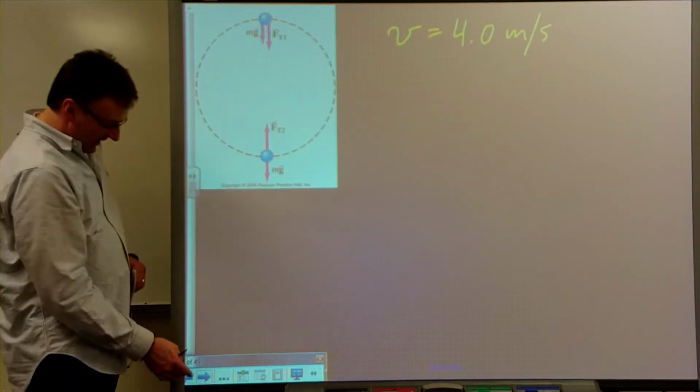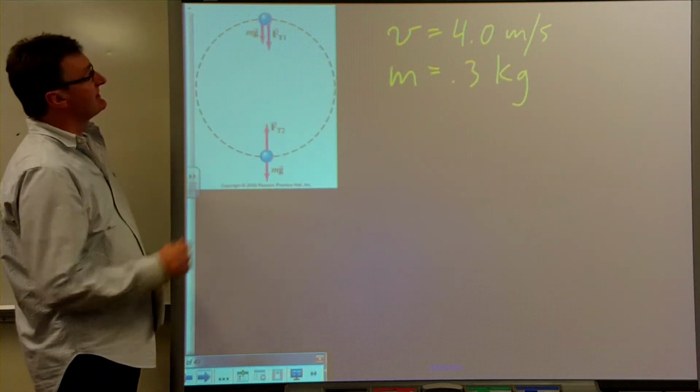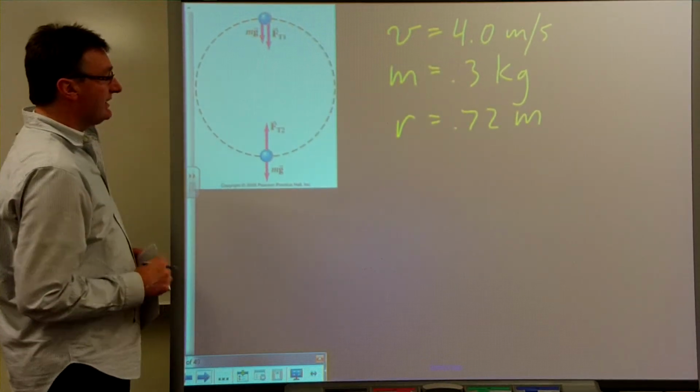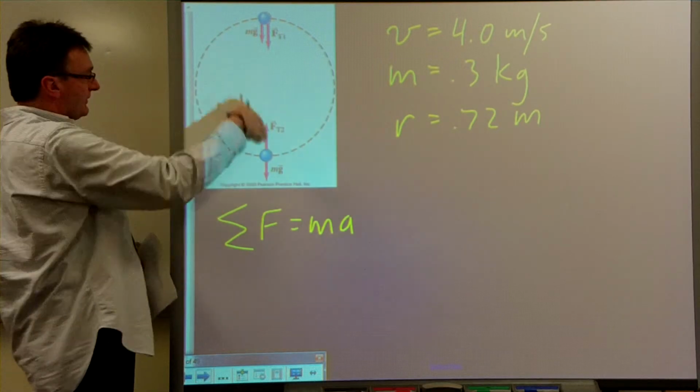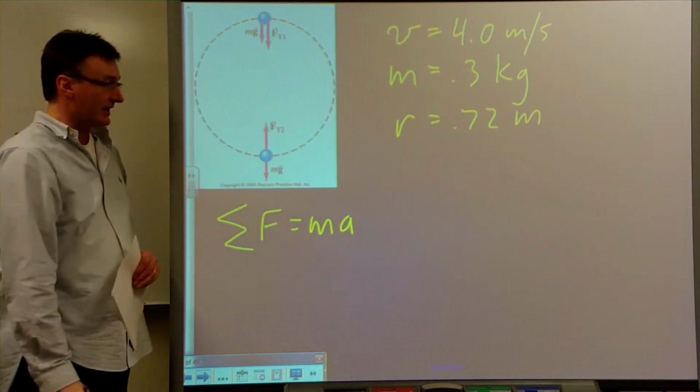Let's put some numbers in now. The speed in both locations is 4.0 meters per second. The mass of the ball is 0.3 kilograms. The radius is 0.72 meters. And at both these locations, we need the sum of the forces to equal the mass times the acceleration of the ball.